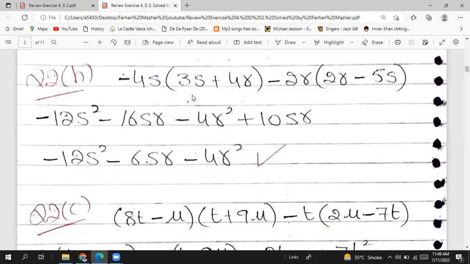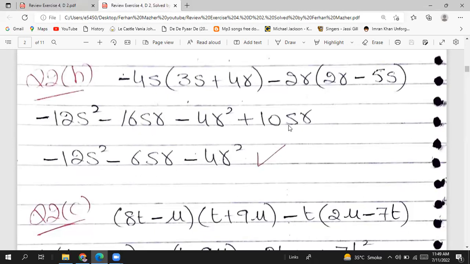Minus 4s multiplied with the plus 3s, it will be minus 12s square. Minus 4s multiplied with the plus 4r, it will be minus 16sr. Minus 2r multiplied with the positive 2r, it will be minus 4r square. Minus 2r multiplied with the minus 5s, it will be plus 10sr.